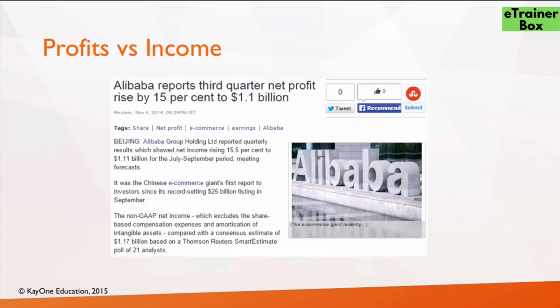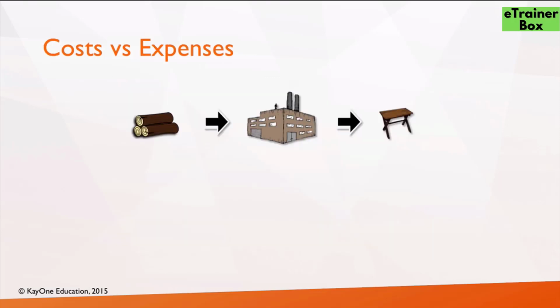Look at this recent article about Alibaba. Notice how the headline says that net profit has risen by 15%, and if you go down to the article, it says net income is rising by 15.5%. So essentially, profits and income mean the same thing.